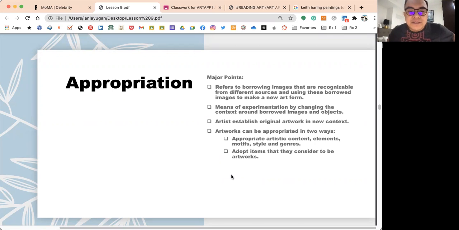So it is a means of experimentation by changing the context around borrowed images and objects. So there are a lot of issues about it. There are ethical things to consider about it.